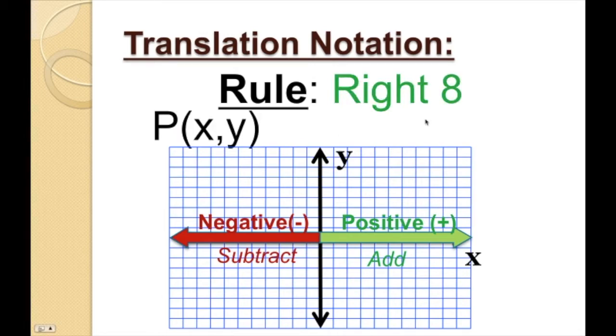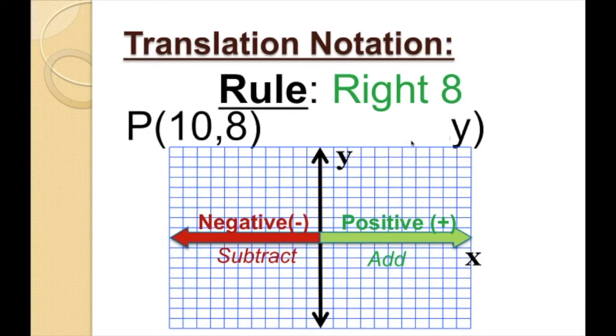How about if our rule is to move to the right 8 spaces? Well, here's our point P with coordinates x, y. First of all, what do you think is going to change, our x or our y? Well, think about it. The x-axis tells us if we move left or right. Since that's the case, our x-coordinate is going to change. But how is it going to change? In our last example, we moved to the left, and that meant that we had to subtract. This time we're moving to the right, and when we move to the right on our x-axis, that means we have to add. So that's going to be P prime at x plus 8, y. So our y stays the same, it's not touched, but we add 8 to our x-coordinate.